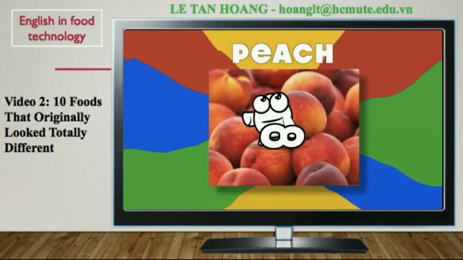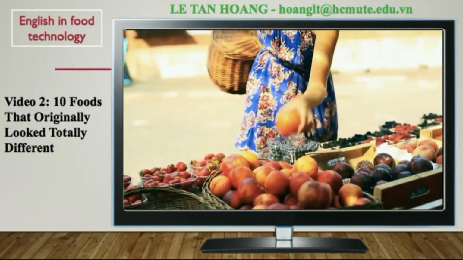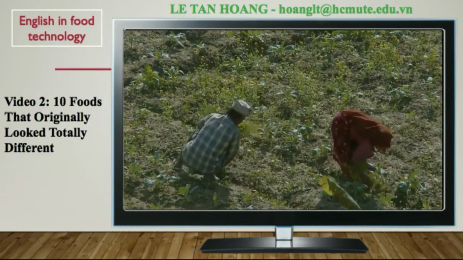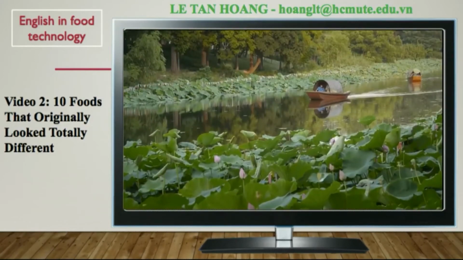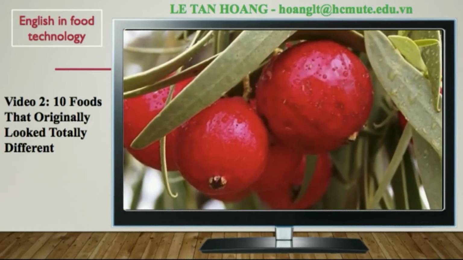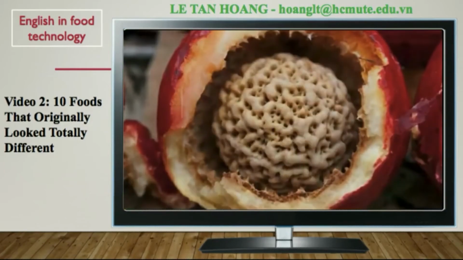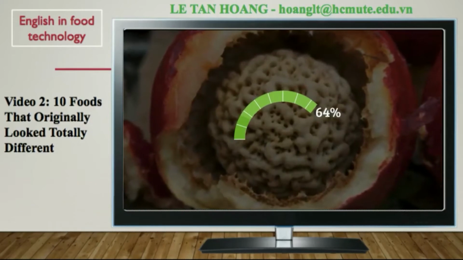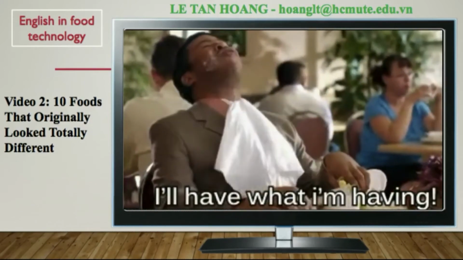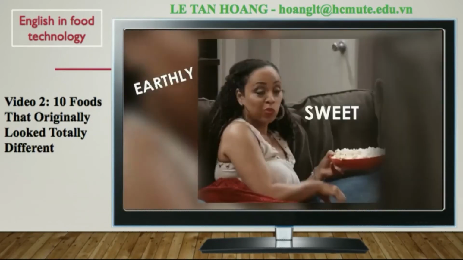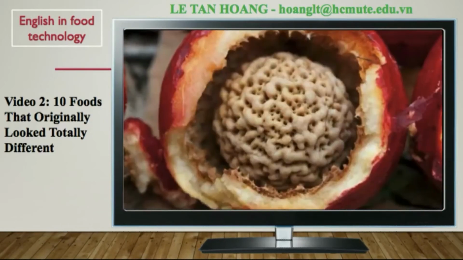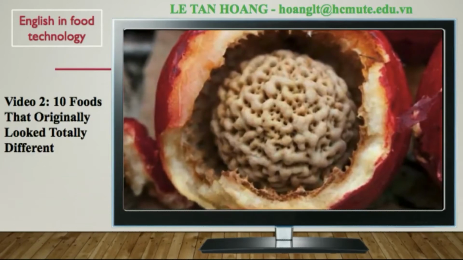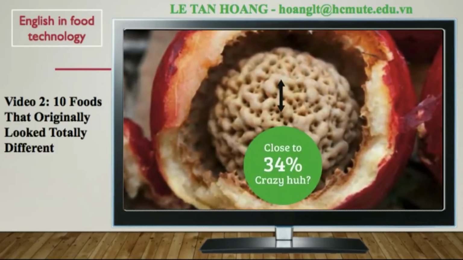Number 8. Peach. The peach is another example of our ancestors using selective breeding to create a bigger and tastier version of a fruit. Domesticated by the Chinese around 4000 BC, the original peach was very small and resembled a cherry. It had a waxy skin and only 64% of edible flesh. It also had a taste that was described as earthy, sweet, sour, and slightly salty, similar to a lentil. Also, a big amount of the wild peach was occupied by the fruit stone, close to 34%.